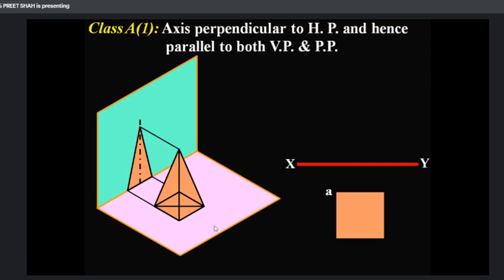Okay, so you can see here. What will you do? First of all, you will prepare the side CD. First of all, you will draw the edges CD and then complete the square.